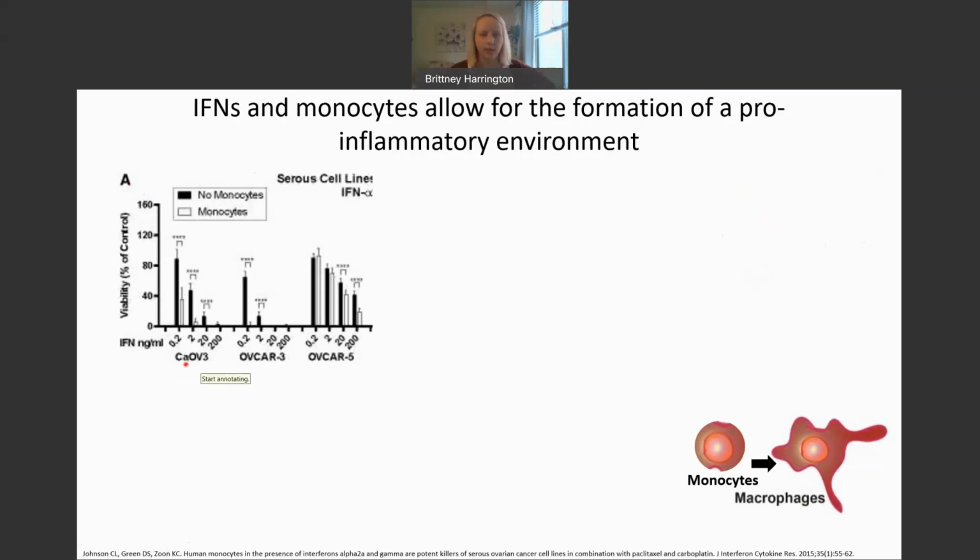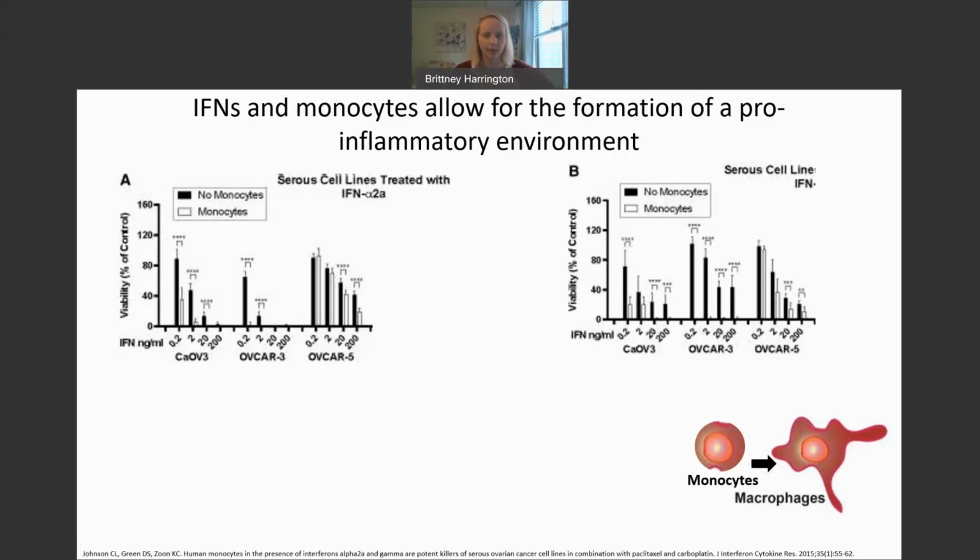So these three different ovarian cancer cell lines, this is an in vitro study where the different ovarian cancer cell lines are treated with different concentrations of interferon alpha in the presence or absence of monocytes. So the black bars, there are no monocytes. This is just the effect of interferon alpha alone. And when you add monocytes, you can see in these two cell lines, the CaOV3 and OVCAR3, they're quite sensitive by the addition of monocytes. However, this cell line, the OVCAR5, it is sensitive to interferon alpha plus monocytes, but only at 20 and 200 nanograms per mil of interferon alpha.